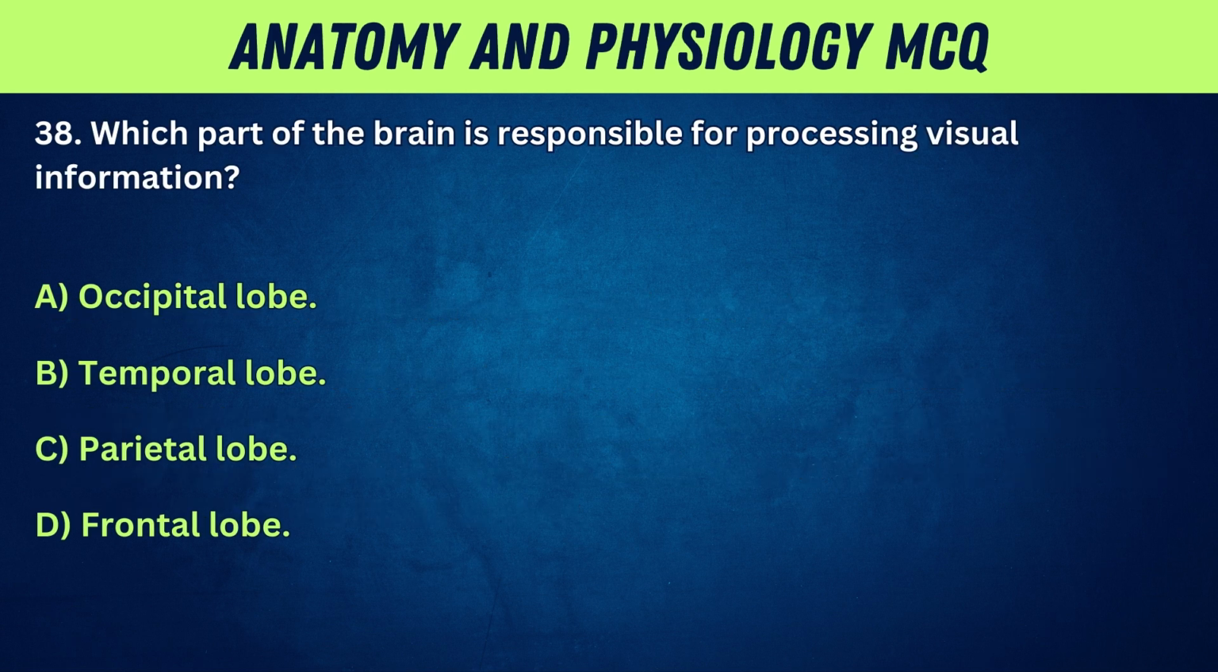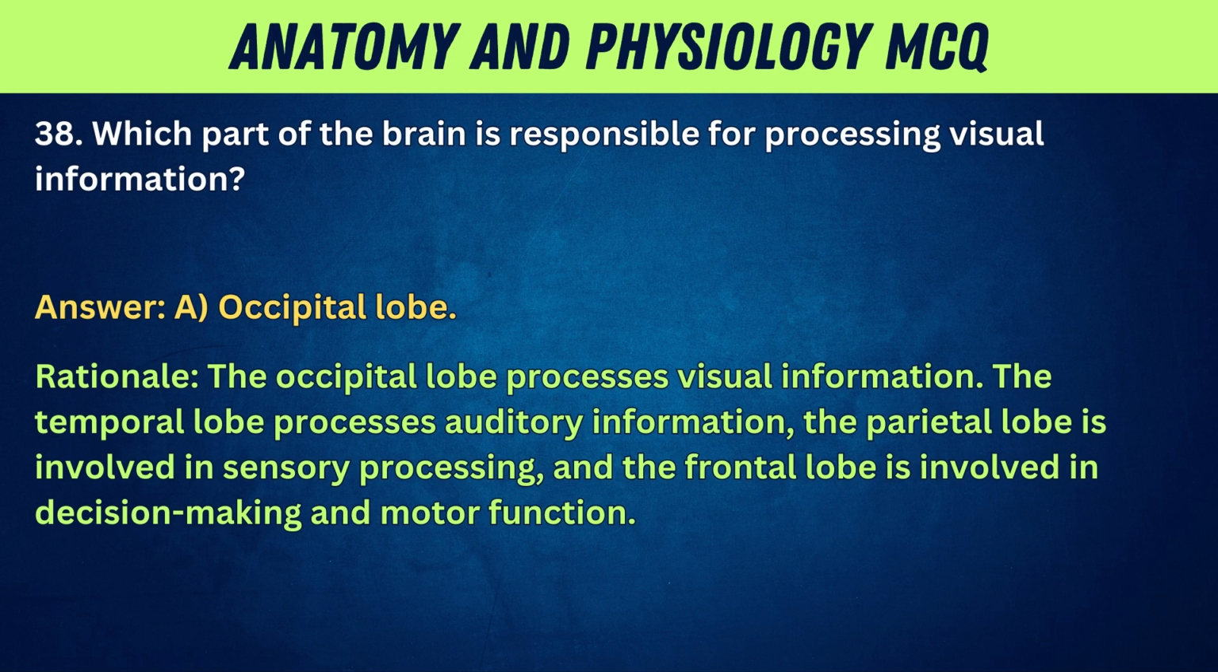38. Which part of the brain is responsible for processing visual information? A. Occipital lobe. B. Temporal lobe. C. Parietal lobe. D. Frontal lobe. Answer: A. Occipital lobe. Rationale: the occipital lobe processes visual information. The temporal lobe processes auditory information, the parietal lobe is involved in sensory processing, and the frontal lobe is involved in decision-making and motor function.